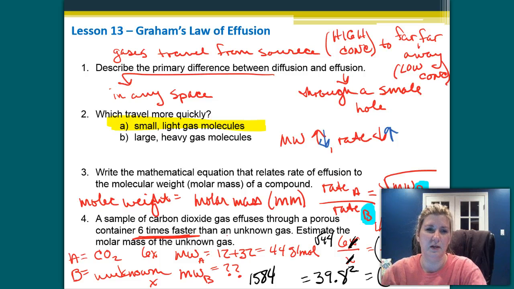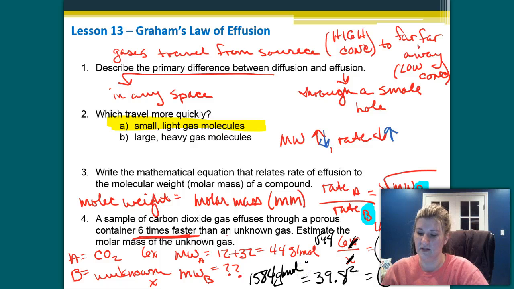Checking my math one more time. Square root of 44 is 6.3 times 6 is equal to 39. Is the square root times squared. Okay, if somebody knows what I did wrong here, let me know. This is the answer I'm getting, 1584 grams per mole.